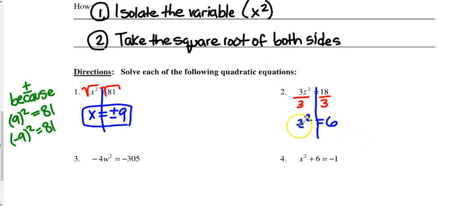Now that the squared term is by itself, we can take the square root of both sides, and we get as an answer z equals, so the square and the square root cancel each other out. I can't take the square root of 6 and get an exact answer, so I will leave it just like that instead of getting the decimal, but I will make sure I remember that it's plus or minus. We get 2 answers.